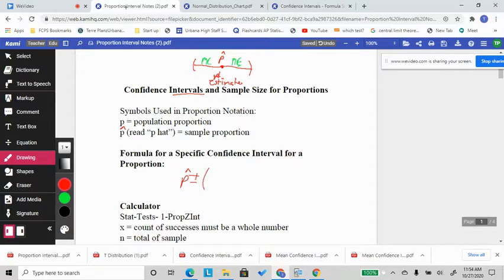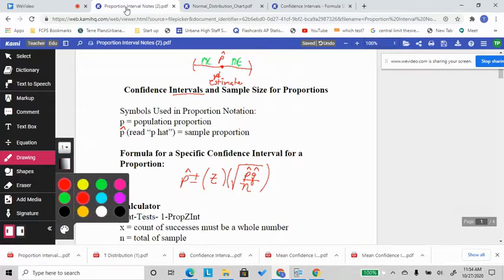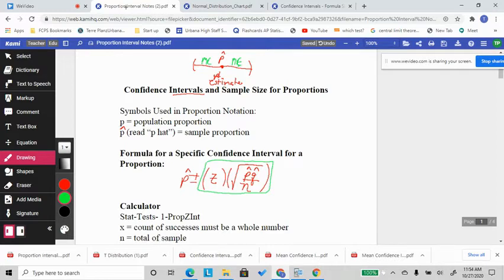The margin of error is going to be a z from the Z chart, and then another part. This part is called standard error. This is a big square root of the same p hat again, written as a decimal, times q hat, which is just the complement, and then over the sample size. All right, so let's talk about what each of these pieces are. All of this in green is called your margin of error. And then in blue, this part right here is called your standard error.